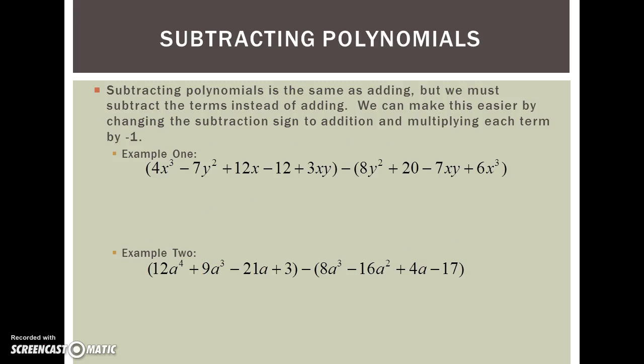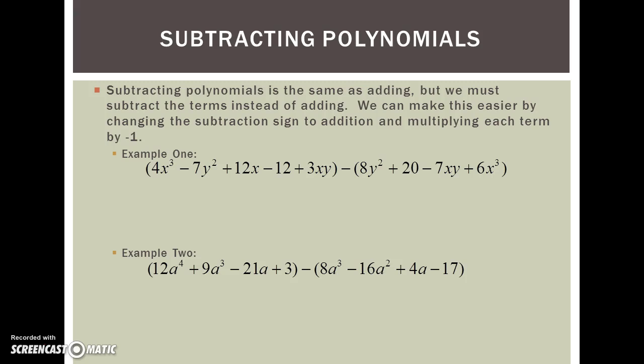Subtracting polynomials is exactly the same as adding, but we must subtract the terms instead of adding them. We can make this easier by changing the subtraction sign to addition and multiplying each term by negative 1. So let's look at this first example.